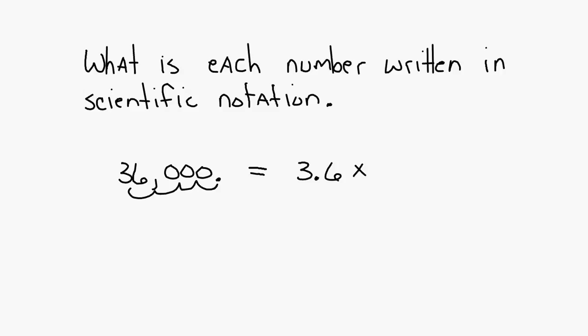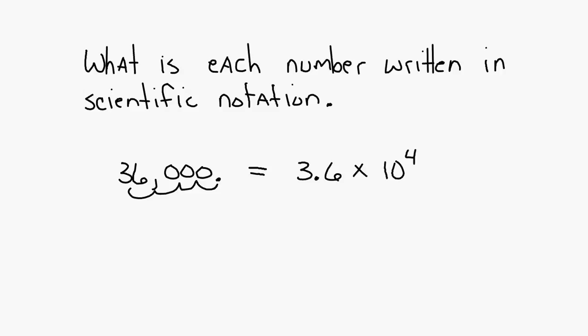It's got to be multiplied by 10, and the 10 has to be raised to a power. Now, if you move the decimal to the left 1, 2, 3, 4 times, then the power becomes a 4. If the number that you start out with is larger than 1, then your power of 10 has to be positive.